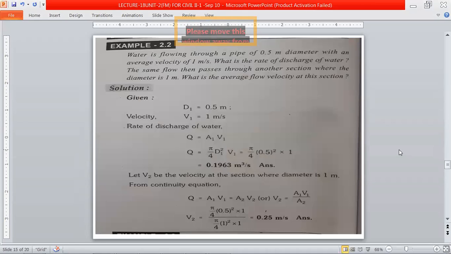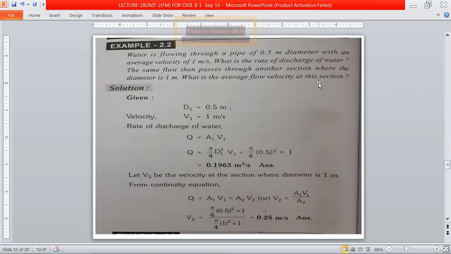Problem. The water is flowing through a pipe of 0.5 meters diameter with an average velocity of 1 meter per second. The diameter of the pipe is given 0.5 and the velocity is given 1 meter per second. What is the rate of discharge of water? The same flow then passes through another section where the diameter is 1 meter. Earlier the diameter was 0.5; when the same water goes through another cross section, the diameter is 1 meter. What will be the average flow velocity at this section?